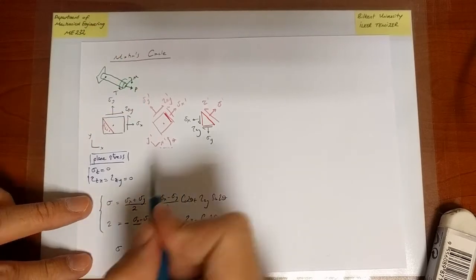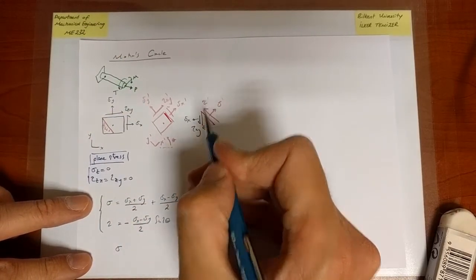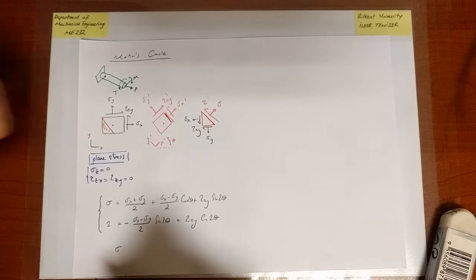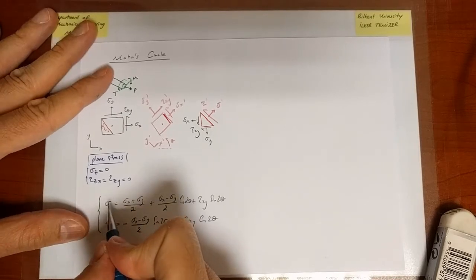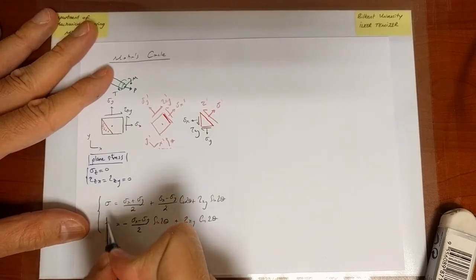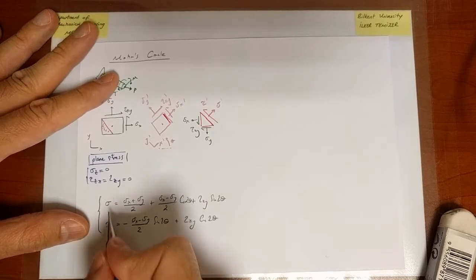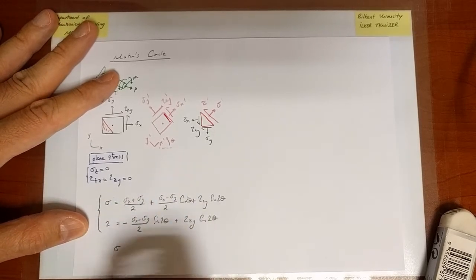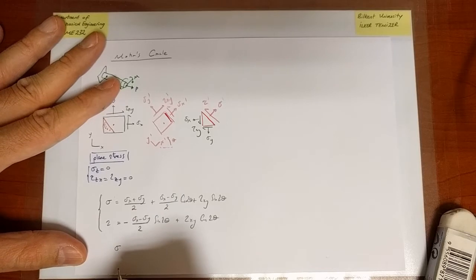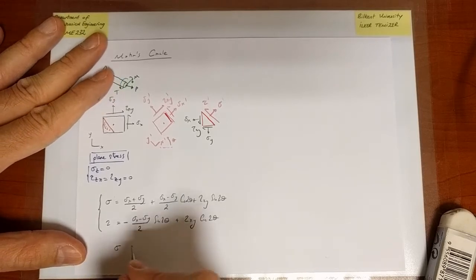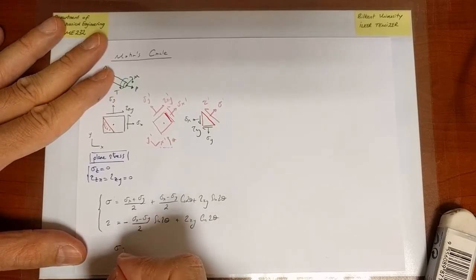Okay, I do understand this to be sigma x prime, and this is tau xy prime, etc. I just call them normal stress and shear stress, and we understand the values that they can take eventually, particularly when we reach the principal stresses.